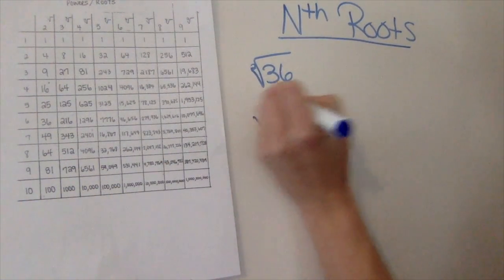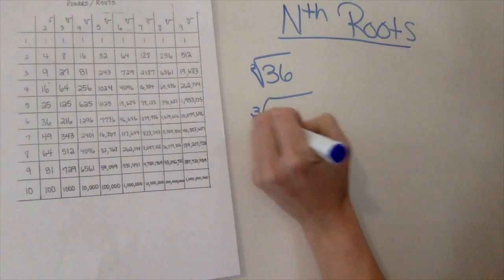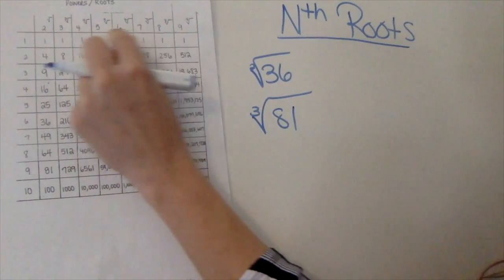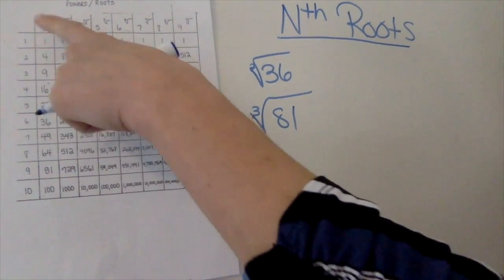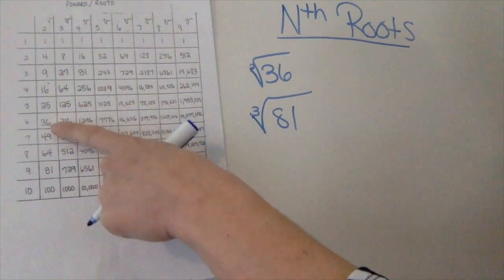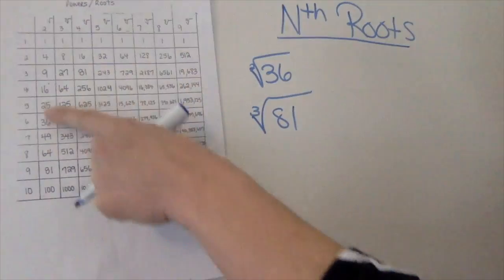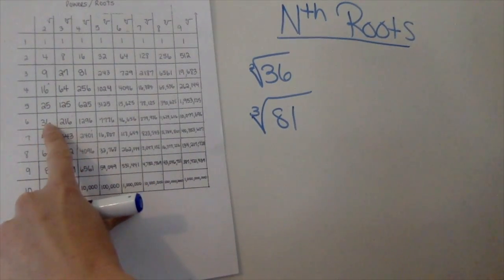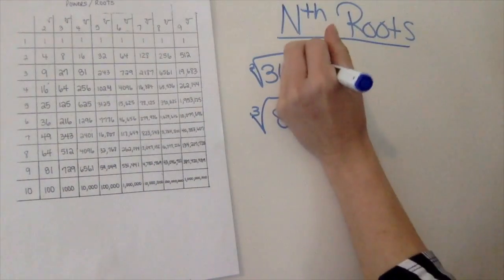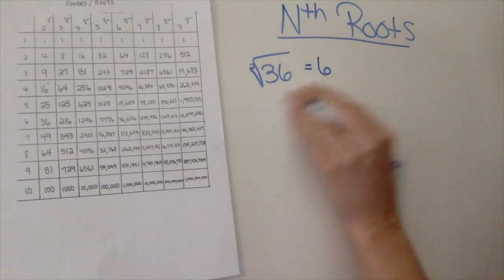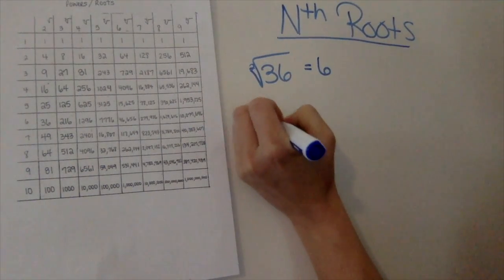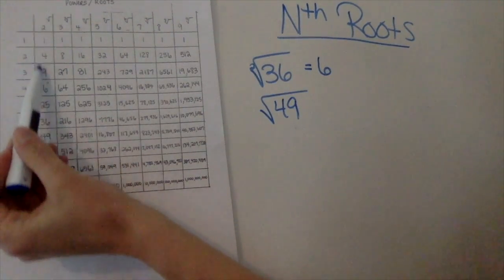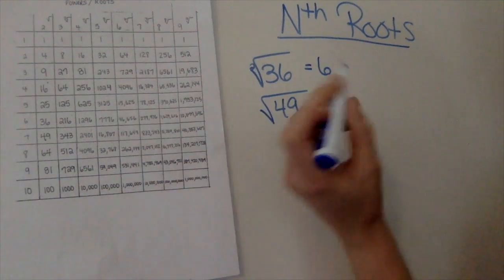We have cube root of something. That's our index. So up here is our index. If we're doing the square root, this is the list that we made when we were doing square roots, but now it's right here for us. So square root of 36 is 6. Okay, if we do the square root of 49, looking at our chart, square root of 49 is 7.